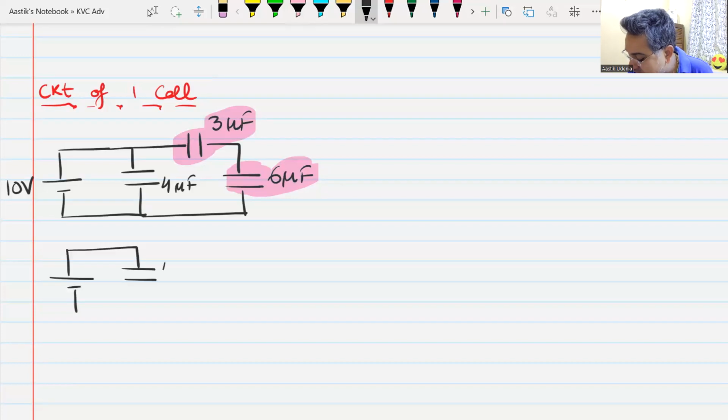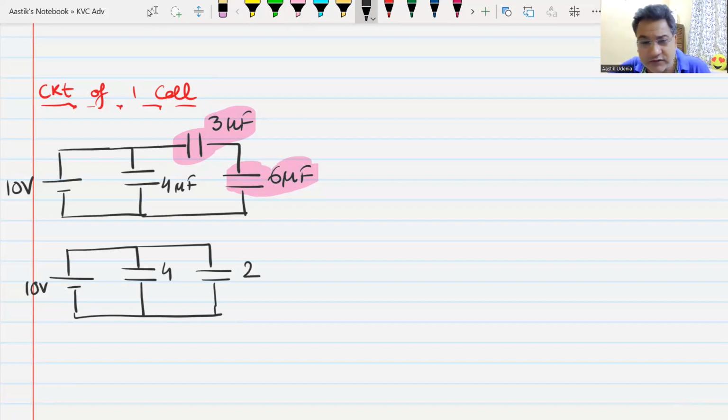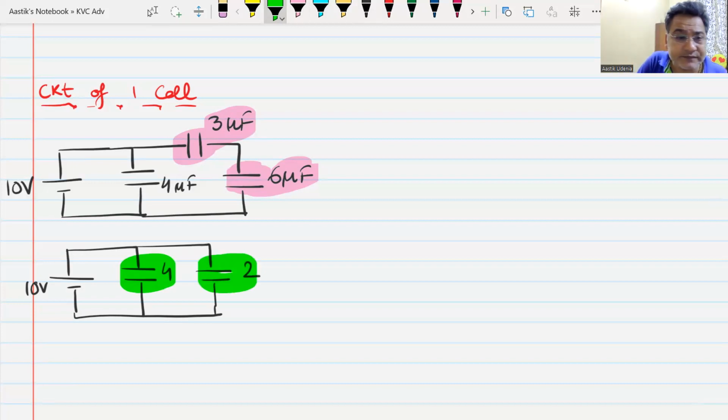Now, as soon as you get that answer that the effective capacitance is 2 microfarad, you don't have to go any further. Remember, you have to solve the question in the quickest possible way. The combination now looks like this. Now, this question is pretty simple. Both the capacitors, whether this 4 microfarad capacitor or this 2 microfarad capacitor, they are both connected in parallel across the 10 volt battery.